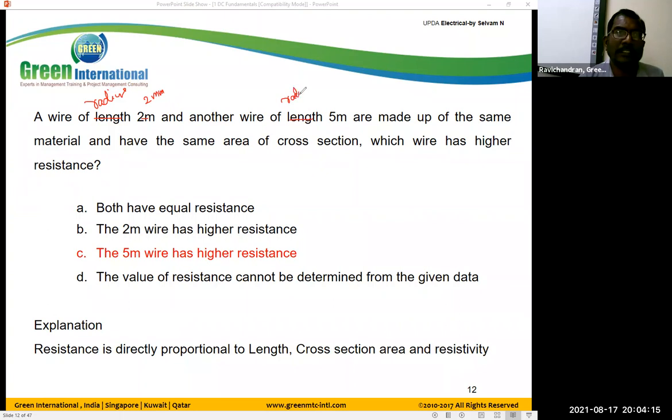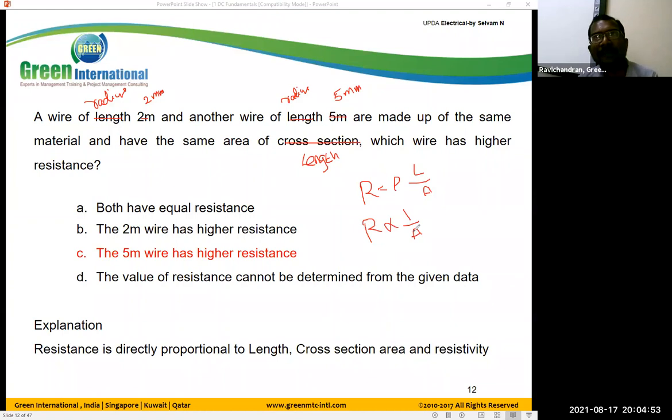Suppose we have a question like this. Again the formula is R is equal to rho L by A. The same material, same length. So resistance is proportional to 1 by A. If the area increases, resistance decreases. Area depends upon the radius, which they mention here.